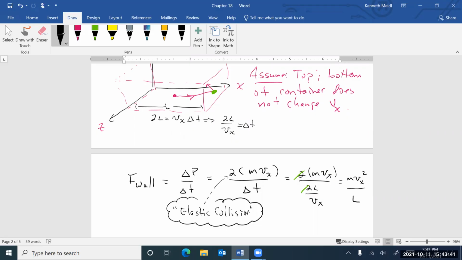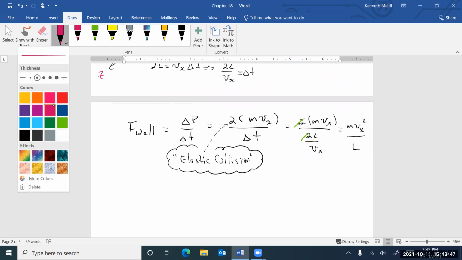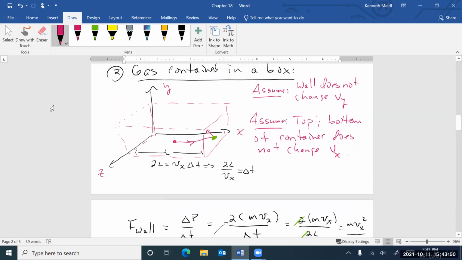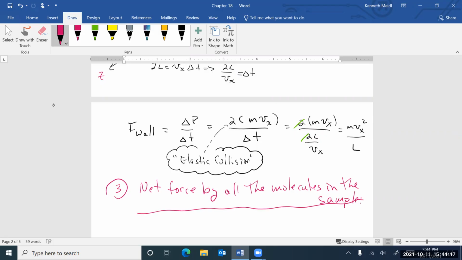And so now what you have to probably do is consider, what are we on? Number 2 there, so let's call this number 3. So number 3, what we want to do is find the net force by all the molecules in the sample. Because what we have above is for one molecule.